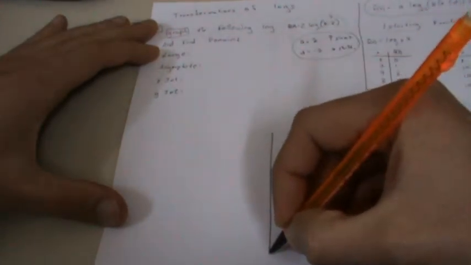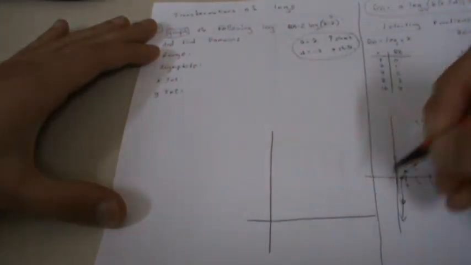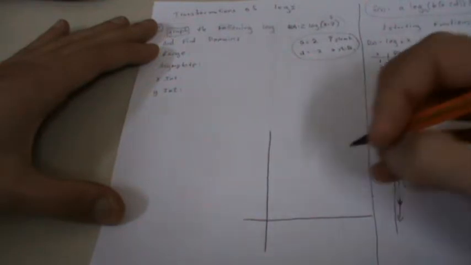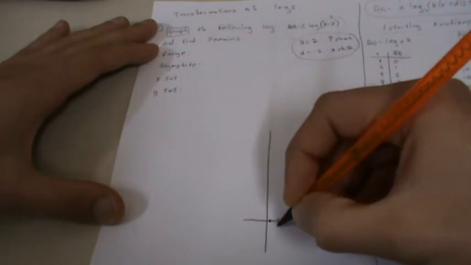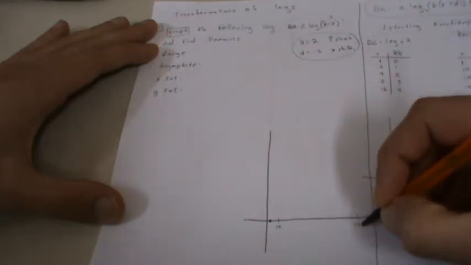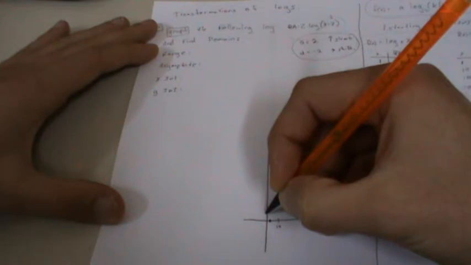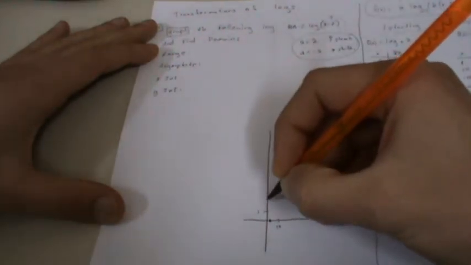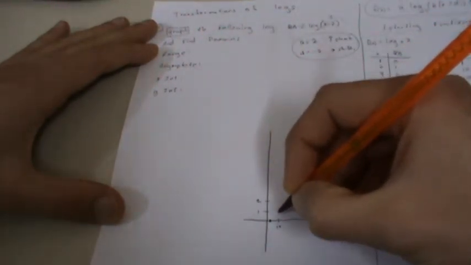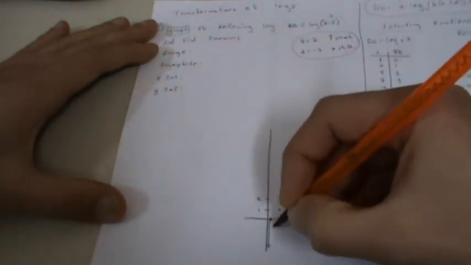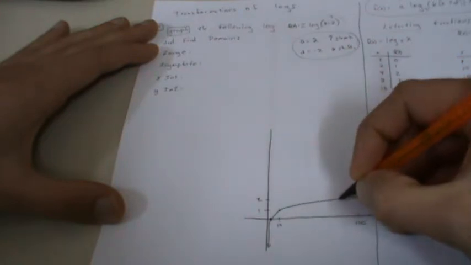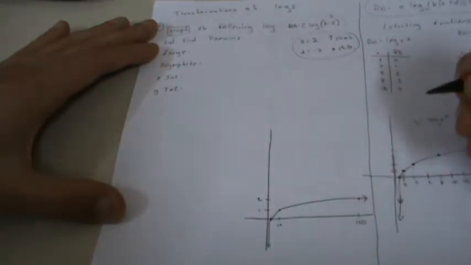And so what I'll do is I'll start with my main log function here, log base 10. It's got a dot there. Here's 10, and we'll say here's 100. Here's 1, and here's 2. So there's the basic one right there.